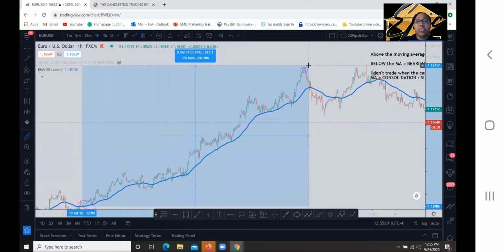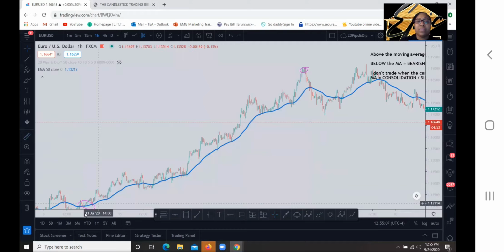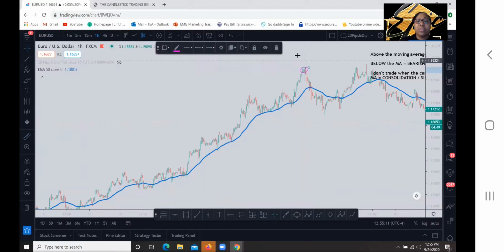This was a swing trade now. This was 20 days, 611 pips. That's a very big move. It helps you to see over this period of time, you could literally have bought all the way up.